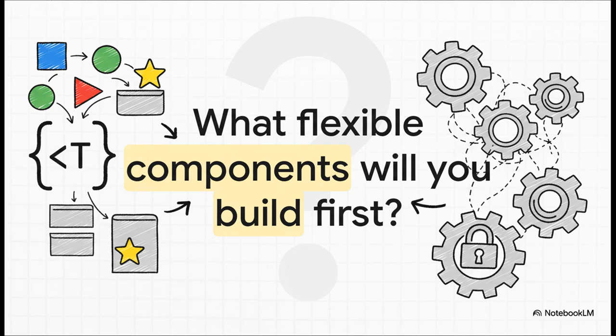So now you've got this new tool in your developer tool belt, and the absolute best way to make it stick is to use it. So here's my challenge to you. Go look at your own codebase right now. Find that place where you've copy-pasted some logic just to handle a different type. What's the first component you're going to supercharge with generics?